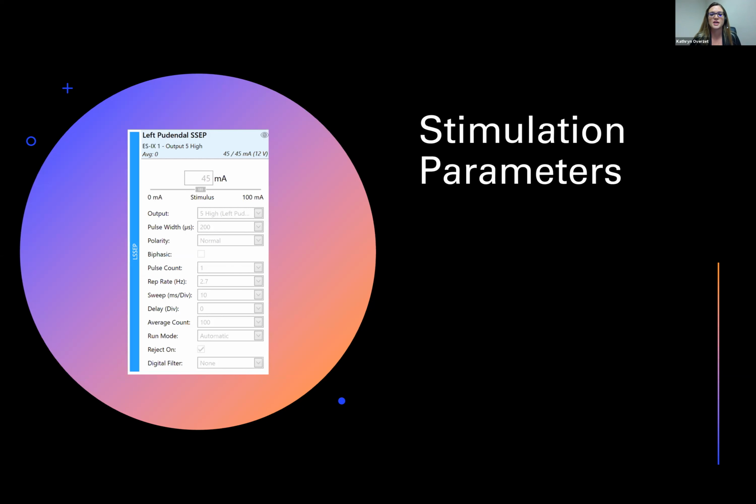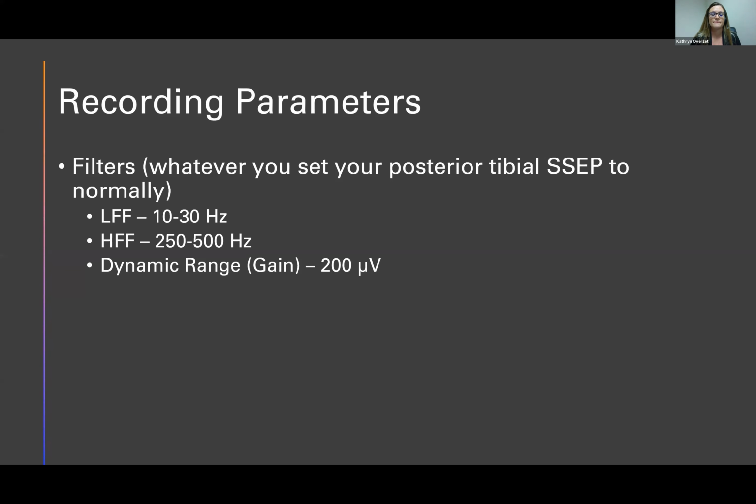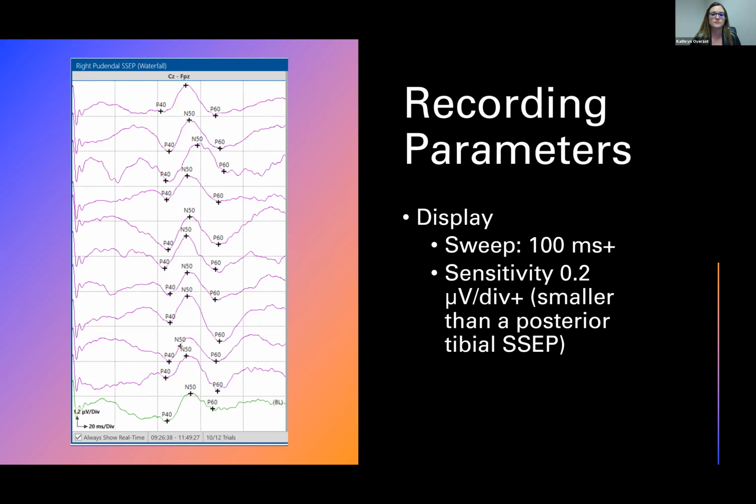So protocols and settings, the main difference you're going to see with this is just to start your pulse width a little bit lower than you would, but you might need to increase that back up. And then your recording parameters, also whatever you would normally set your posterior tibial SSEPs to. And same for the display. You can use a sweep of 100 milliseconds or more. And a sensitivity, it might be a little bit smaller response. You might need to increase the size a little bit.